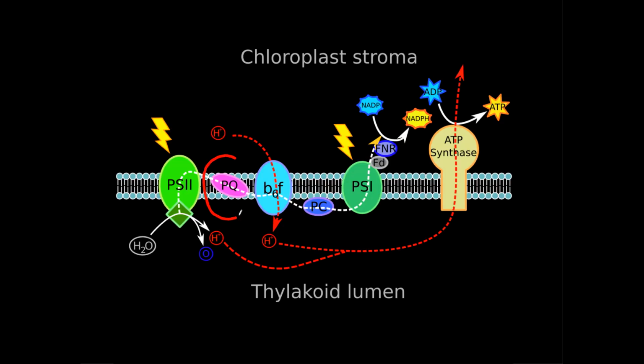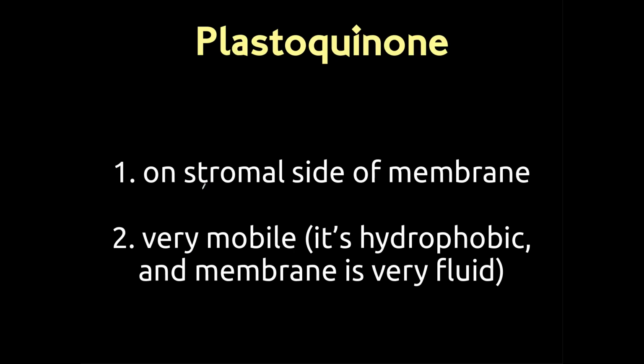And again, that element is right here in this diagram. And this is sitting on the stromal side of the membrane, so not on the thylakoid lumen, but on the stromal side. And because it's a lipid, this is really very mobile.